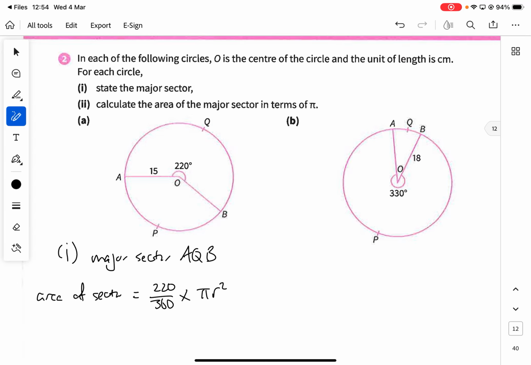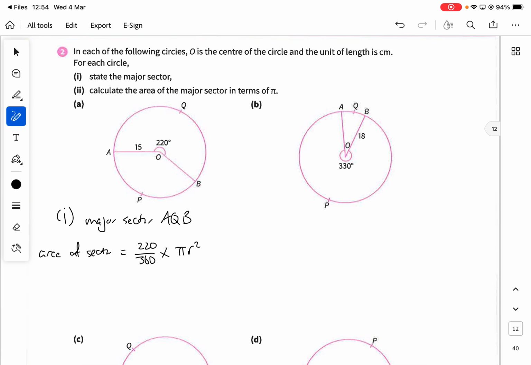Okay, then for the next question, the major one is from A, come to P, then go to B. Bigger piece. Major means bigger. How do you get the answer in the calculator? 220 over 360 multiply 15 square. So I never key in multiply pi.